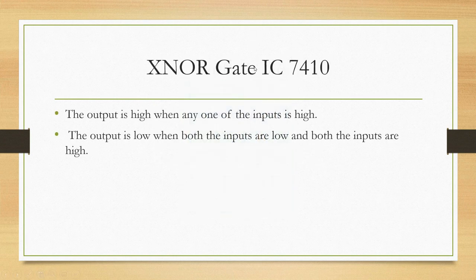XNOR gate. In this gate, the IC used is 7410. Output is high when any one of the inputs is high. Output is low when both the inputs are low and when both the inputs are high.